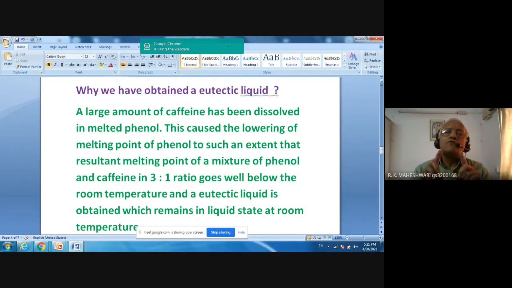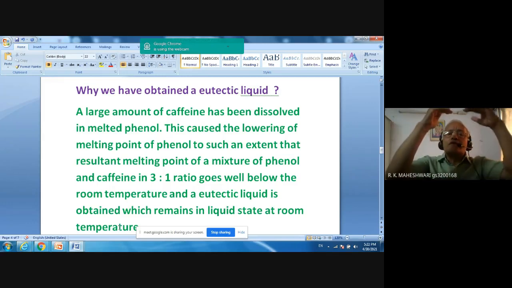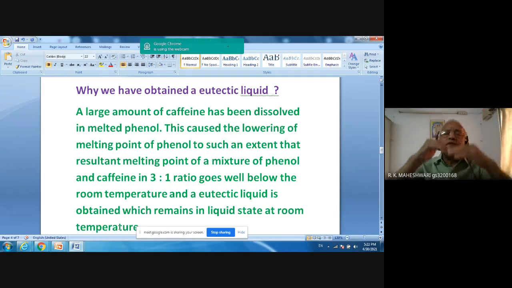I am not telling you this for making any formulation, but I have shown that phenol has a lower melting point, 44 degrees centigrade, and caffeine is soluble in melted phenol, and in good amount it is soluble. When a large amount has been dissolved in this, then only it lowers its melting point sufficiently so that the resultant melting point goes below room temperature.